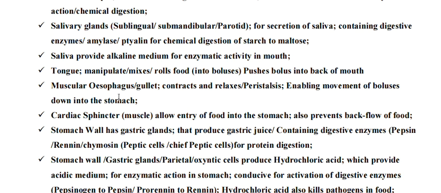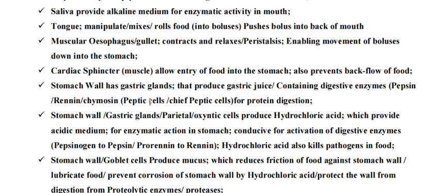Then muscular esophagus or the gullet contracts and relaxes throughout peristalsis, enabling movement of boluses down in the stomach. Then the cardiac sphincter allows entry of food into the stomach and also prevents backflow of food. And the stomach wall has gastric glands that produce gastric juice containing digestive enzymes, that is pepsin, renin, chymosin, or the peptic cells, chief peptic cells for protein digestion.